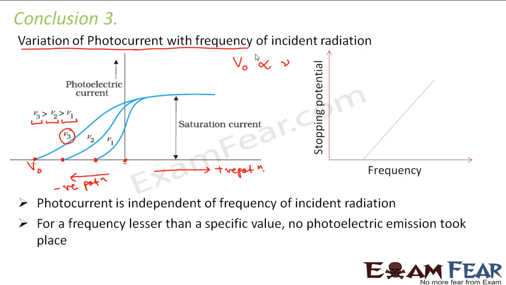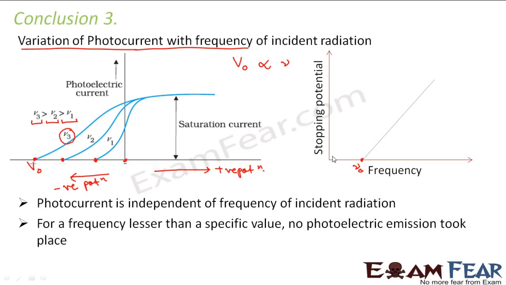So when we plot the graph of this stopping potential with frequency, we see that it increases with increase in frequency, but initially it is 0 for some time. That means this value of frequency is the threshold frequency below which no photoelectric emission took place. So the experiments told that there was a minimum value of frequency above which the photoelectric emission took place. Below that value of frequency, photoelectric emission did not happen at all.